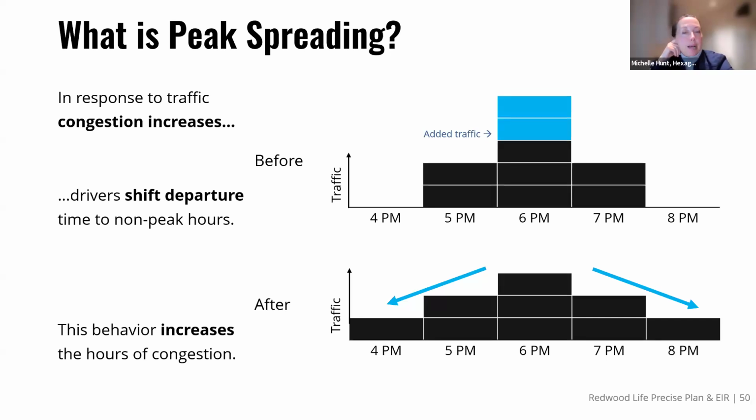So instead of perhaps a 1 hour period, it might be a 2 or 3 or even 4 hour period or longer. So the level of service impacts that I was talking about are focused on the peak hour and the effect on the peak hour, but peak spreading is another effect of the project. Next slide.